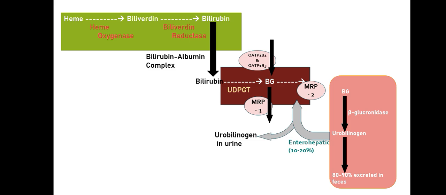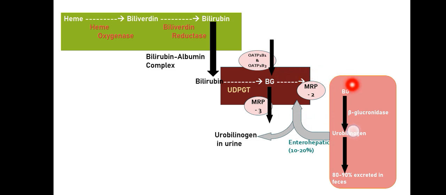In the liver, bilirubin is uptaken and it is trapped with the help of glutathione reductase, and it is conjugated with the help of UDP glucuronide transferase. The conjugated bilirubin is excreted into the biliary canaliculi with the help of MRP2 protein, and some amount of conjugated bilirubin escapes into the sinusoids with the help of MRP3 protein. This is again brought into the hepatocyte with the help of organic ion transporter 1B1 and 1B3 proteins.